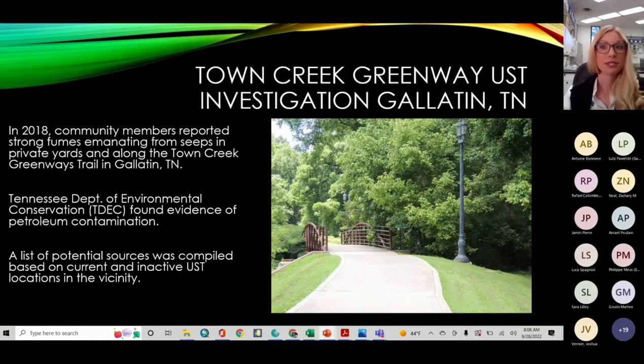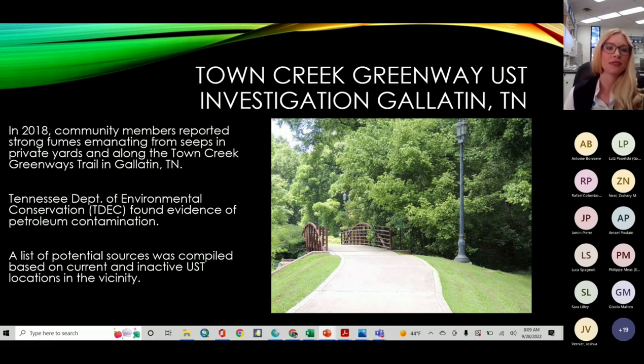Okay, so moving on to some specific examples of how we've used this. The first example is talking about how mitigation efforts were supported to remediate contaminated karst groundwater in Tennessee. The Tennessee Department of Environmental Conservation contacted us after they found evidence of petroleum contamination. They were alerted to that by reports from local community members and residents who reported strong odors emanating from water at the surface that was in residential yards as well as in some public spaces.